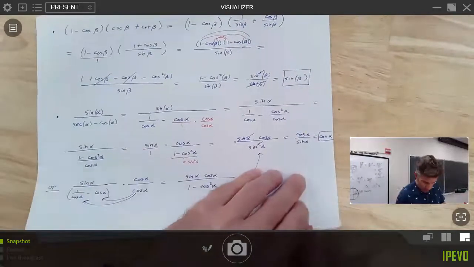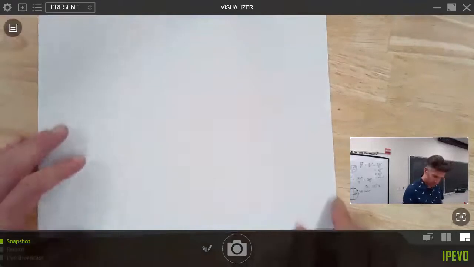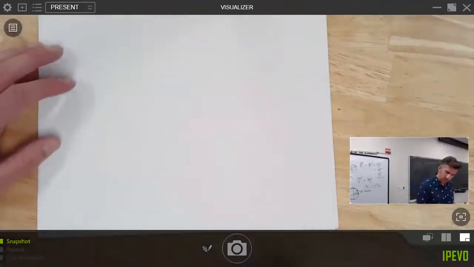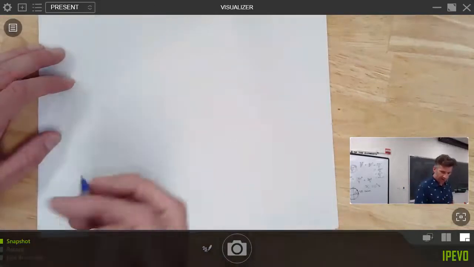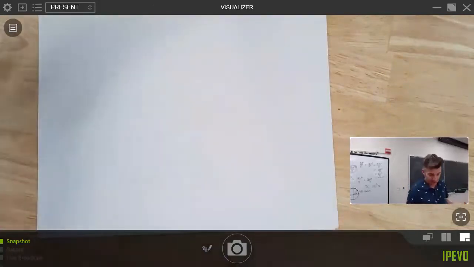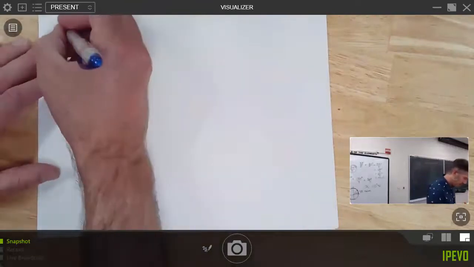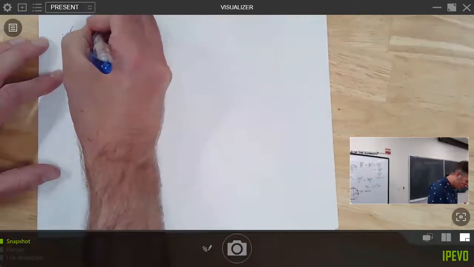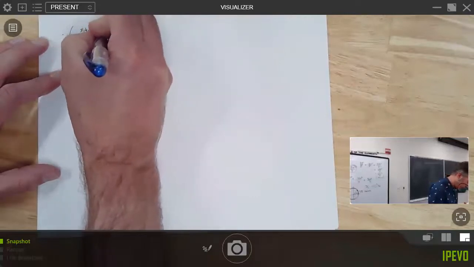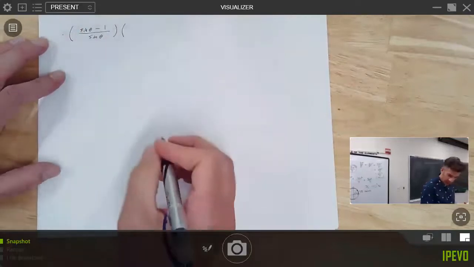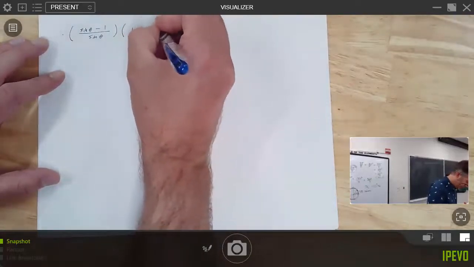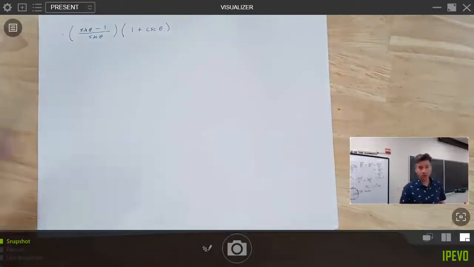Let's look at another. I feel like a lot of these end up having the same trig identity. That's kind of the way things go. So let's look at sine of theta minus 1 all over sine of theta times 1 plus cosecant theta. So one way to go would be to write everything in terms of sines and cosines.